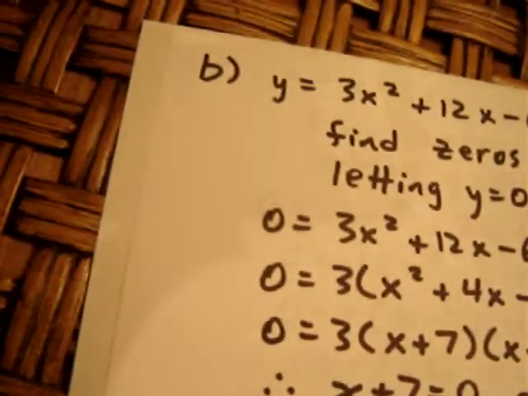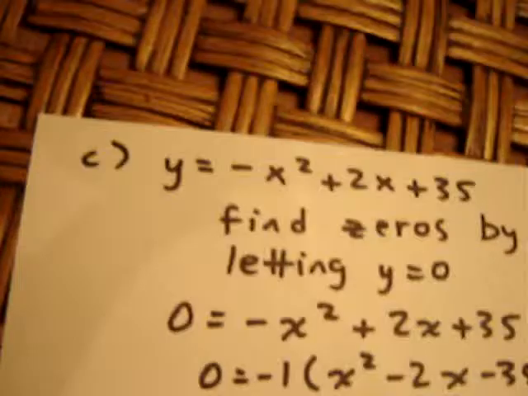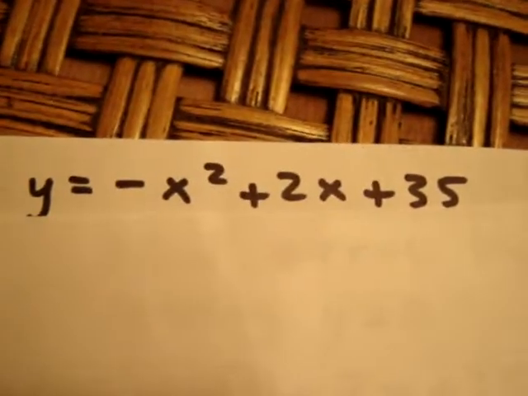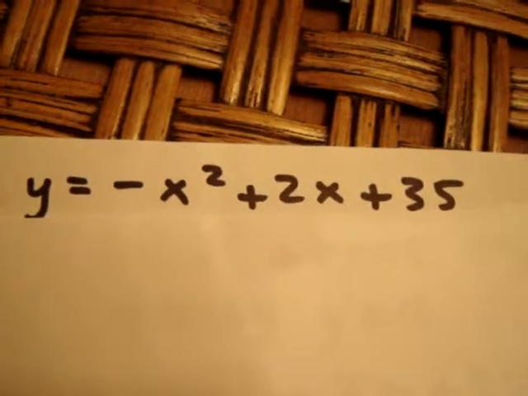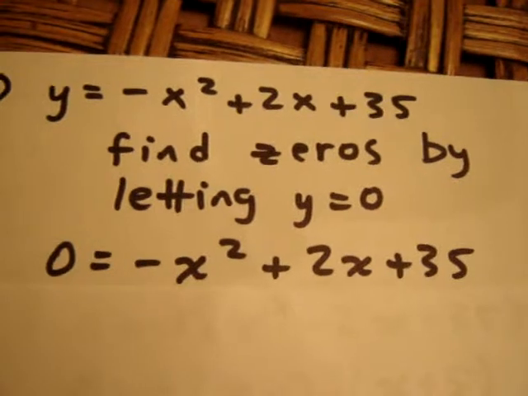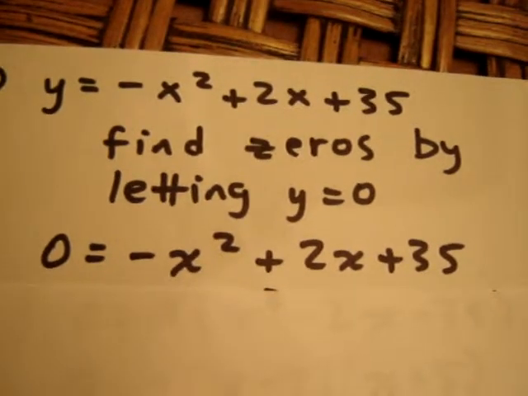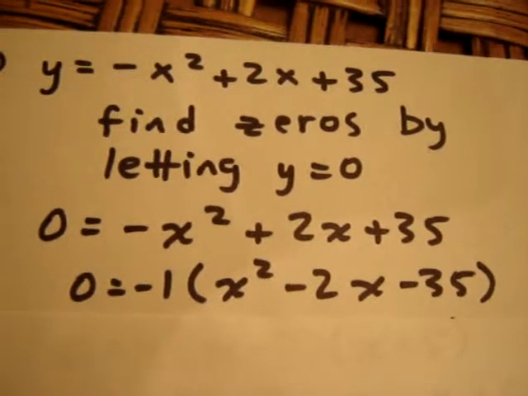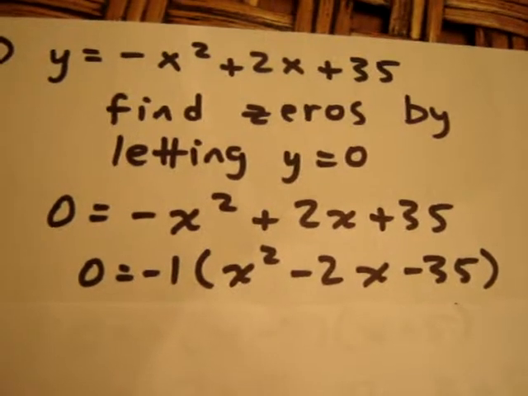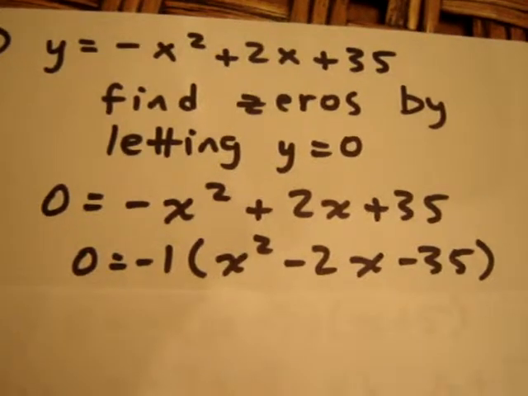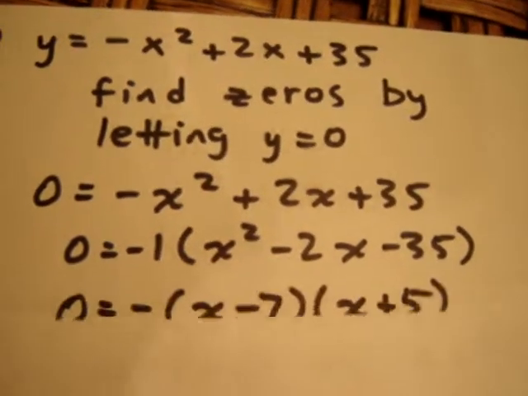For our final question, we have the parabola y equals negative x squared plus 2x plus 35. Well, we find our zeros by letting y equal 0. So 0 is negative x squared plus 2x plus 35. We factor negative 1 out from each term. And then we look for two numbers with a sum of negative 2 and a product of negative 35. Those numbers are negative 7 and positive 5.